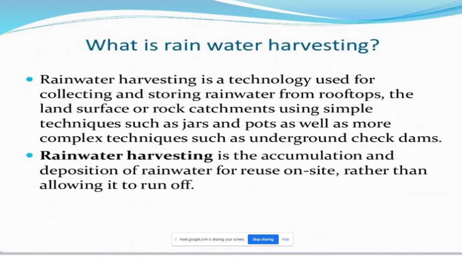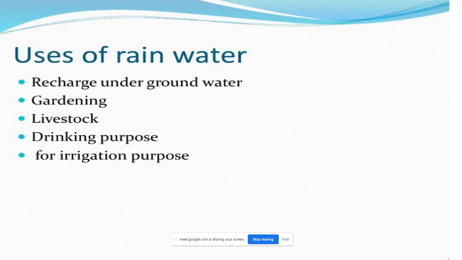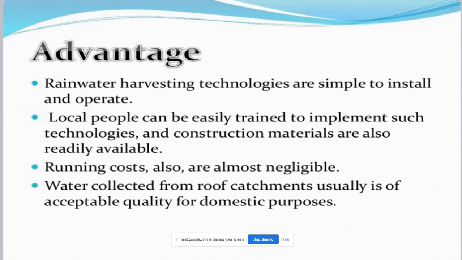Then we have uses of rainwater. We recharge underground water. Means if there is a lack of underground water due to a lack of rain, then by rainwater harvesting system we can recharge that groundwater and maintain the groundwater level. And second one is diversion. Diversion is the process of diverting water from rooftops. In agriculture areas where there is lack of rainfall, we can use rainwater harvesting system.